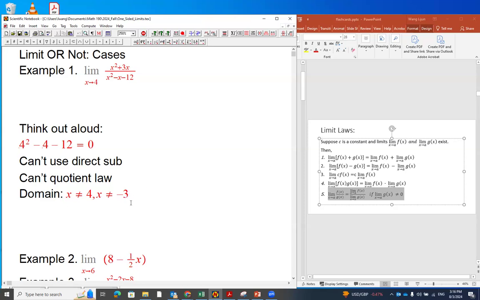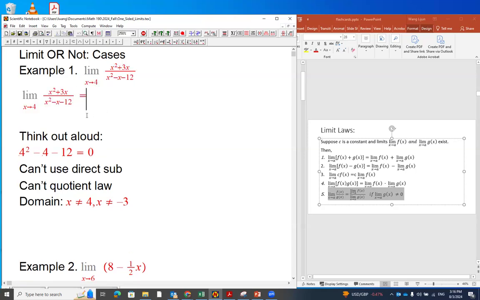But -3 is away from 4, so we're just observing the behavior of the function in the neighborhood of 4. So this doesn't bother us. In the neighborhood of 4, we can't do anything convenient. So what we do next is use our algebraic skill, which is factoring. We're going to factor the top.